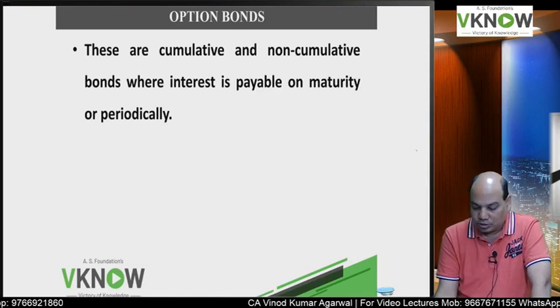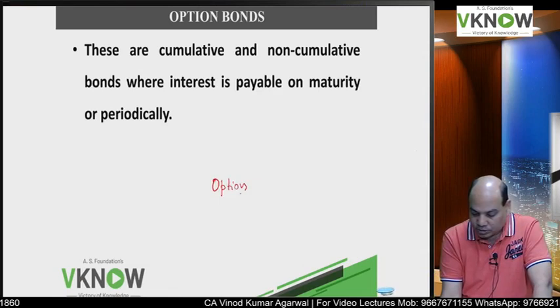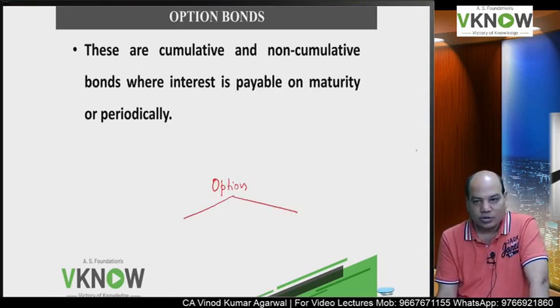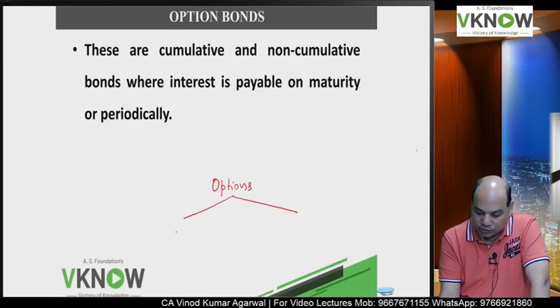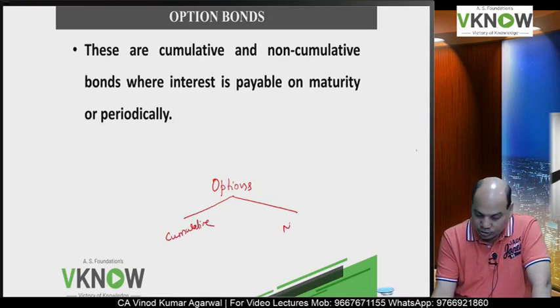What is the option bond? Option bond means you are given two options. That is the option bond. One is called cumulative option and one is non-cumulative option.